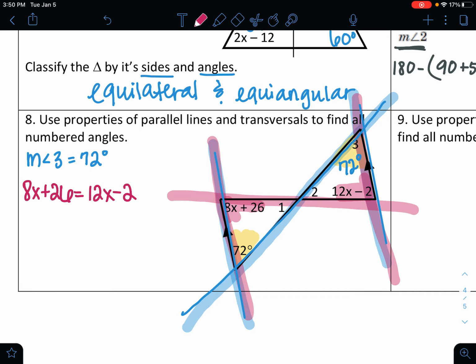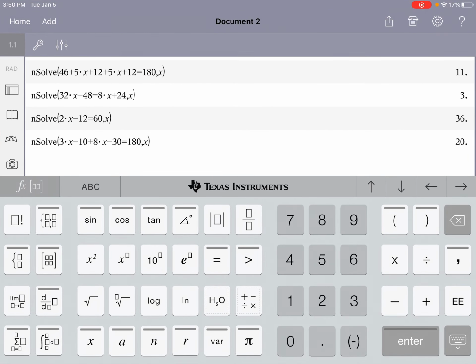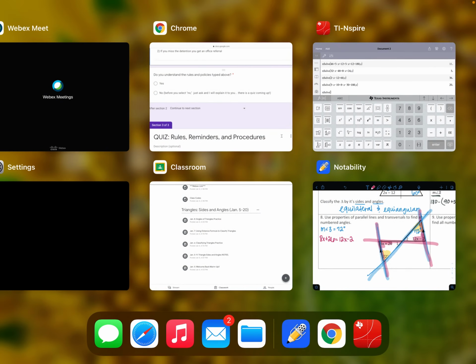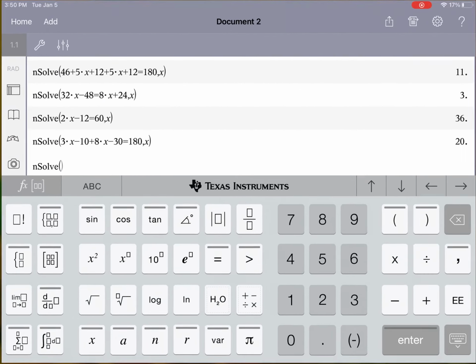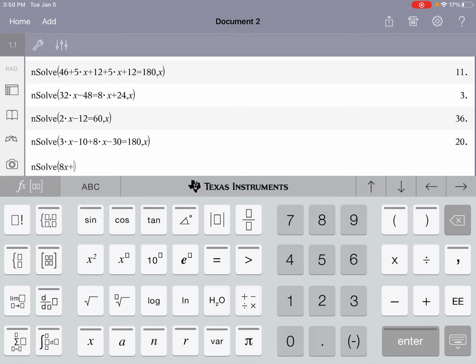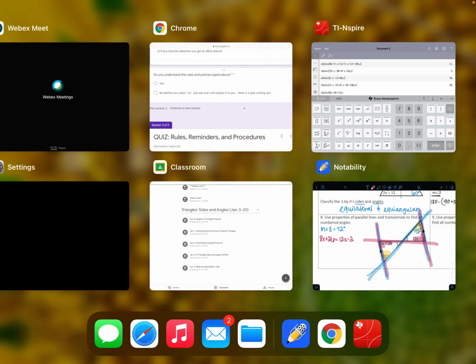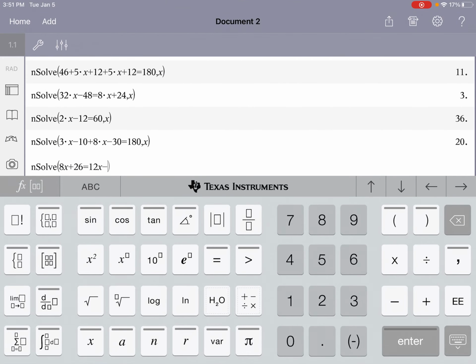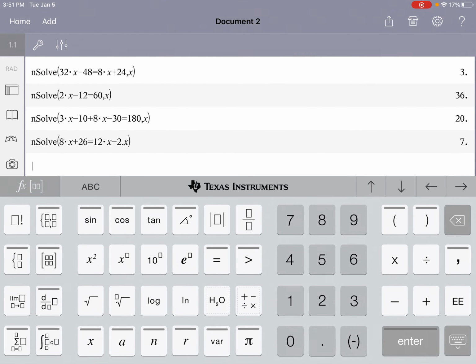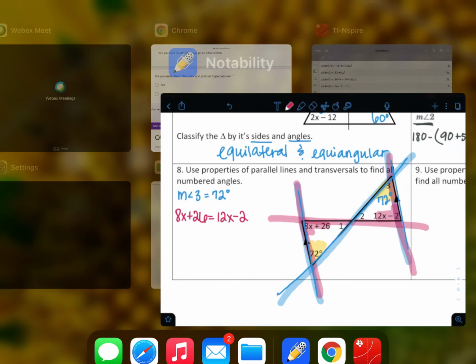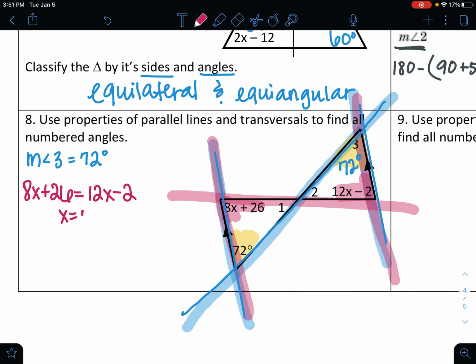So you can use nsolve. You can solve it by hand, whatever floats your boat, whatever tickles your fancy. All right, what was it? 8x plus 26 equals 12x minus 2, comma x. And that would be 7, so x equals 7.